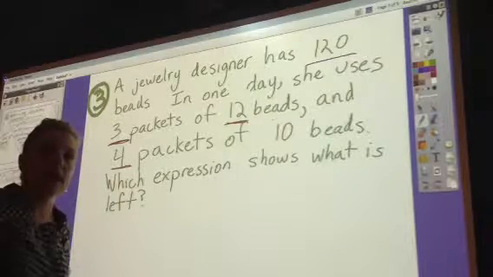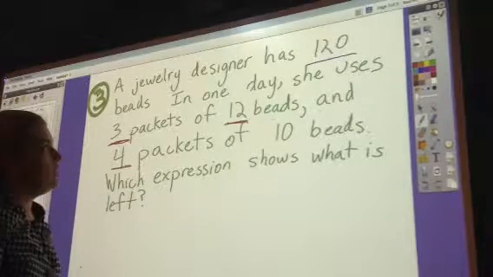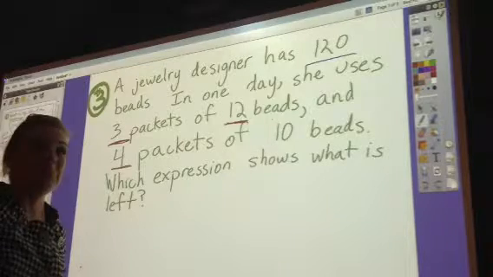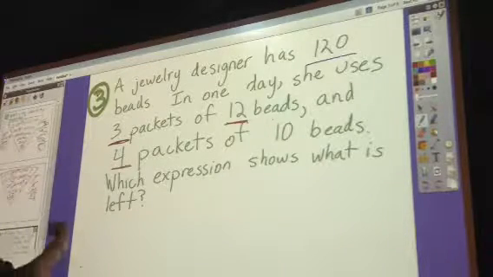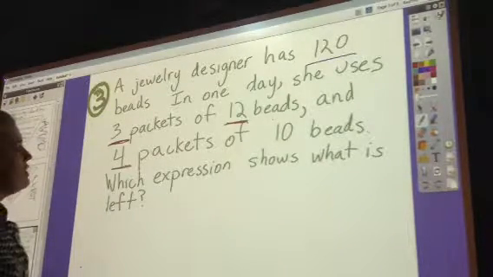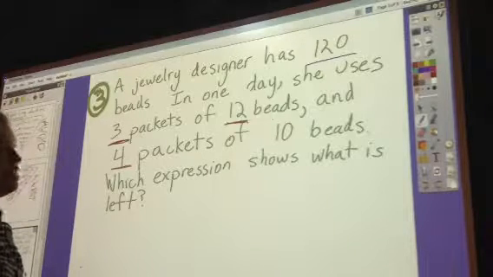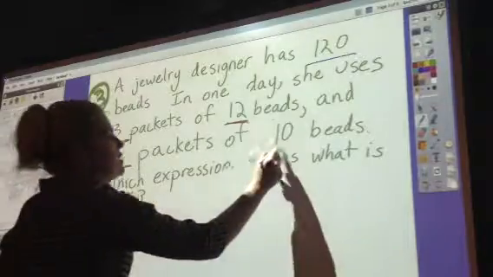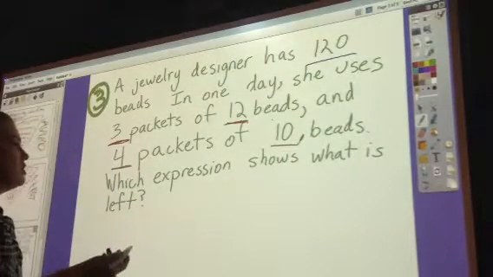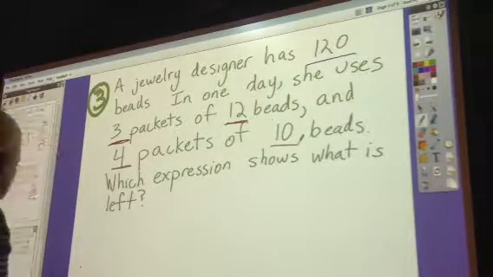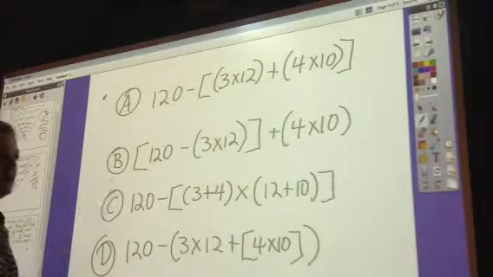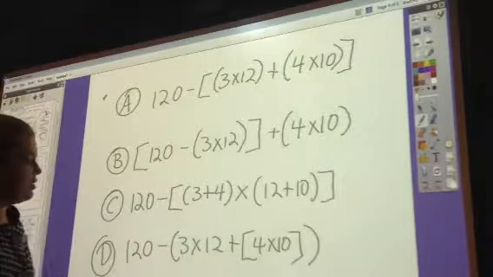Sometimes you'll have a situation in which you have to match an equation with a problem. So a jewelry designer has 120 beads in one day. She uses 3 packets of 12 beads and 4 packets of 10 beads. Which expression shows what is left in one day? And then you would be presented with these different expressions.